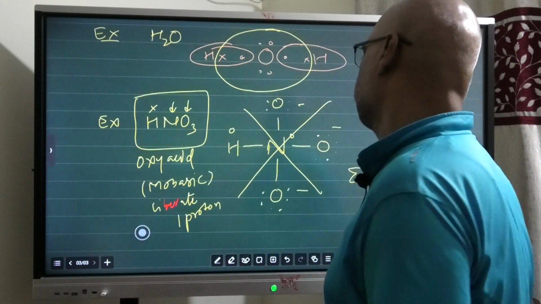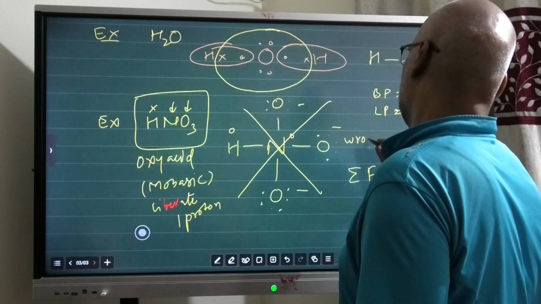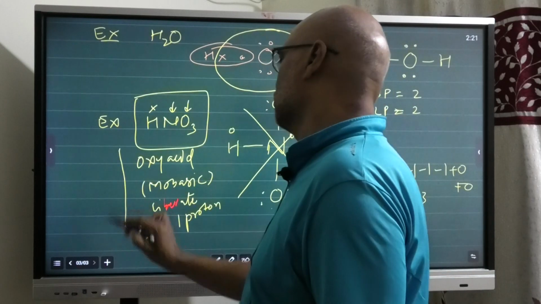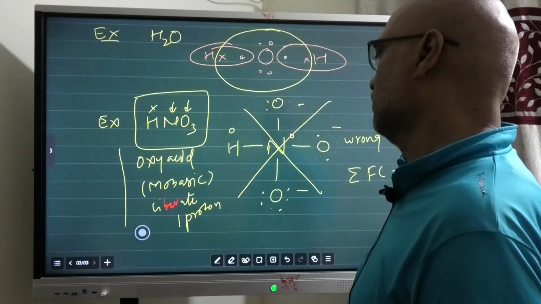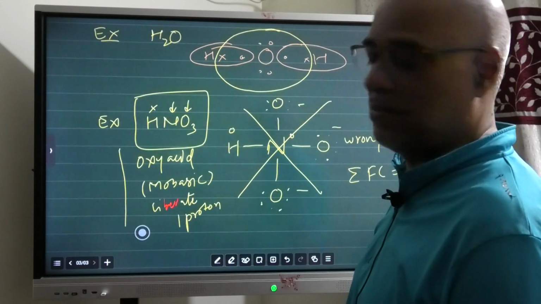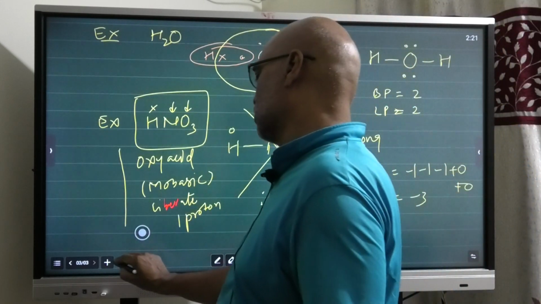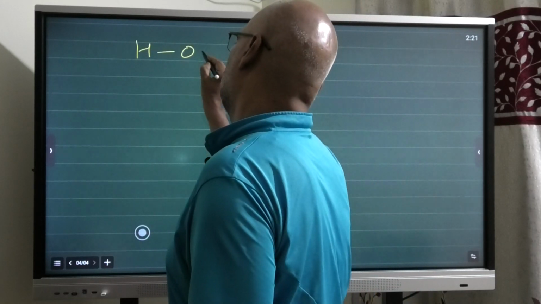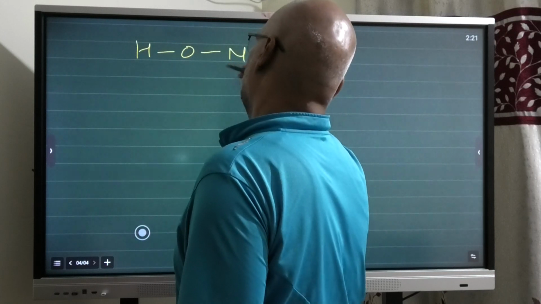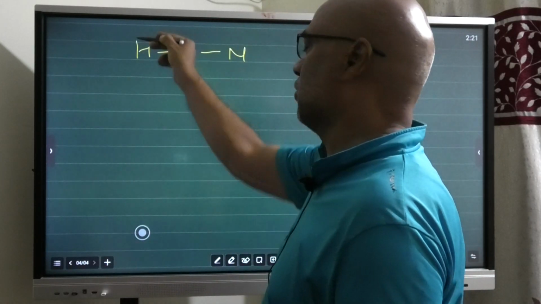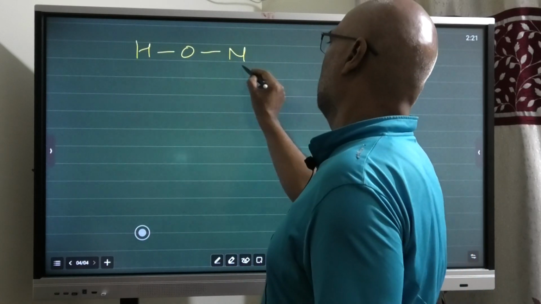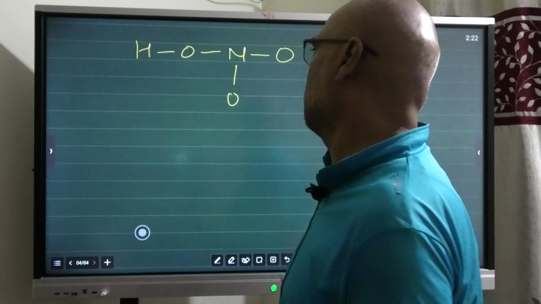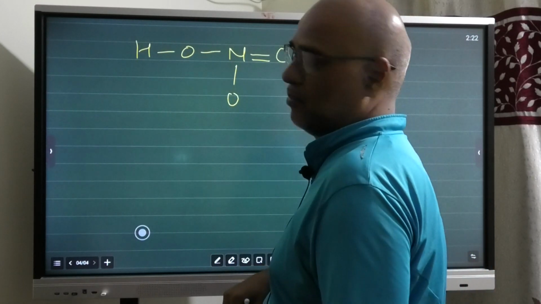Okay. So this is a wrong structure, because it is not following the formal charge rule. So by knowing this information, that it is an oxyacid and monobasic, the meaning of monobasic being to liberate one proton, we can go for the correct structure. How will the correct structure be? Since it is monobasic, there must be one OH bond like this. Then one oxygen is consumed here, the duplet of hydrogen is completed. Then we have one more oxygen, one more oxygen. Now we can complete the octet of nitrogen.